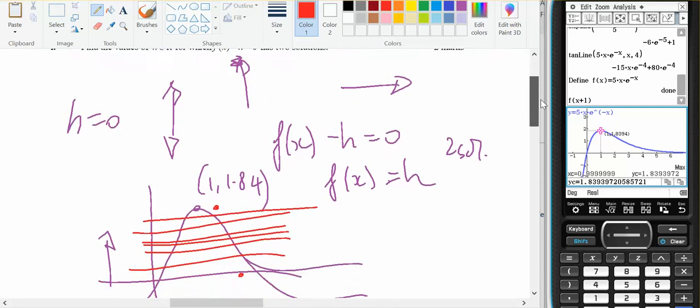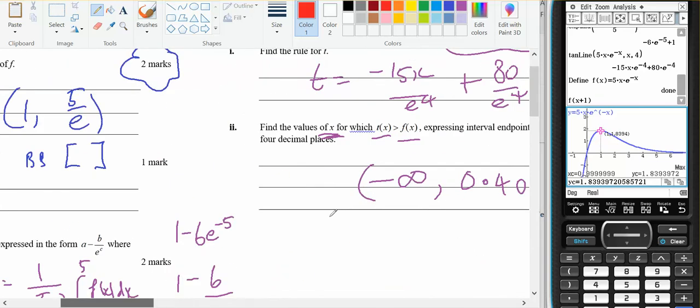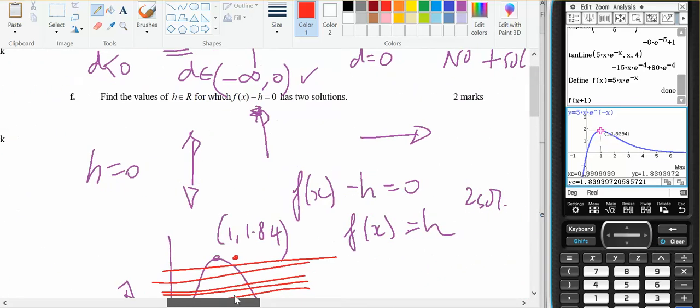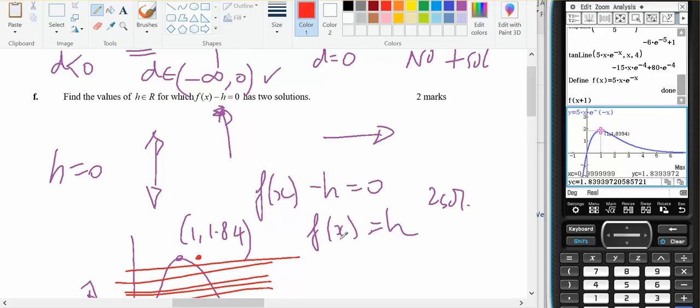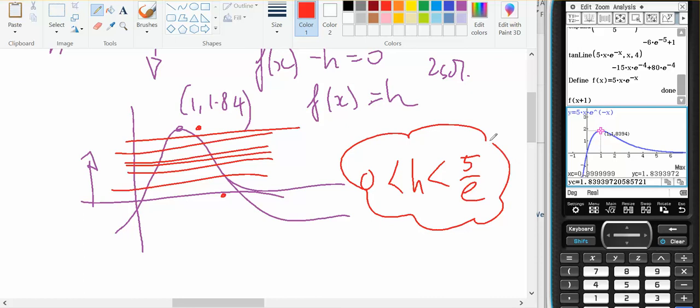Find the values has to be exact. So I know the value because it happens to be the turning point. So it's 5 on e. So h can go from 0 to 5 on e. When it's equal to 5 on e, there's only going to be one solution. So they're the values of h that I'm looking for.